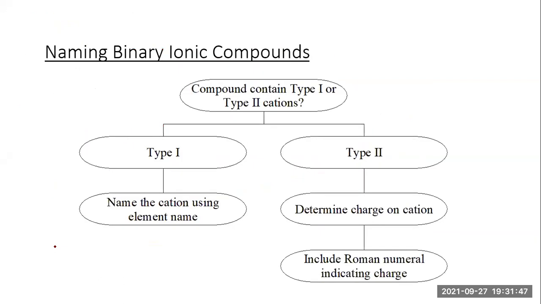So here's just sort of a decision tree between type 1 and type 2. And again, really, it is that positive guy or the cation that's really most important. Again, if you have a type 1, you can just pretty much roll right into naming. If you have a type 2, again, you need to take a second to determine the charge on the metal. Use the Roman numeral as well to incorporate that.